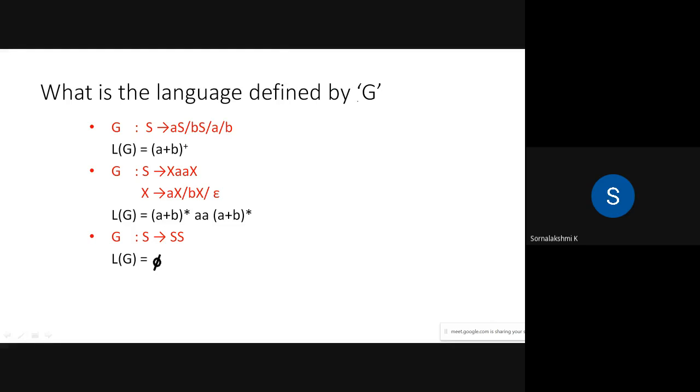Language that is defined by a grammar. So given a grammar, we are going to understand what is the language, in terms of regular expressions, we'll write. Okay, so this is a set of production rules.